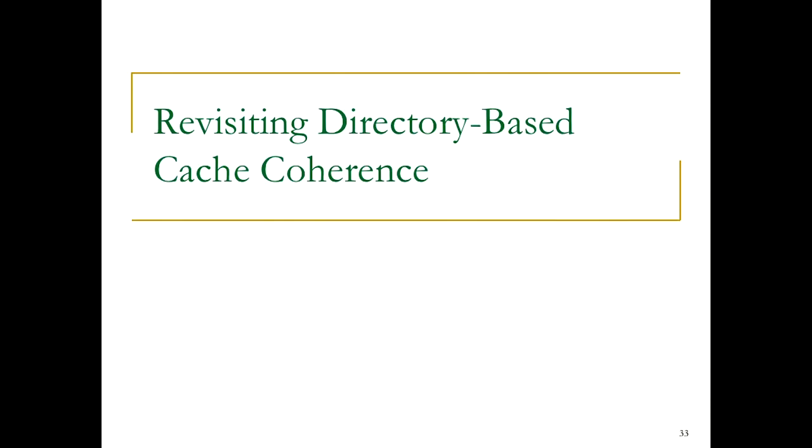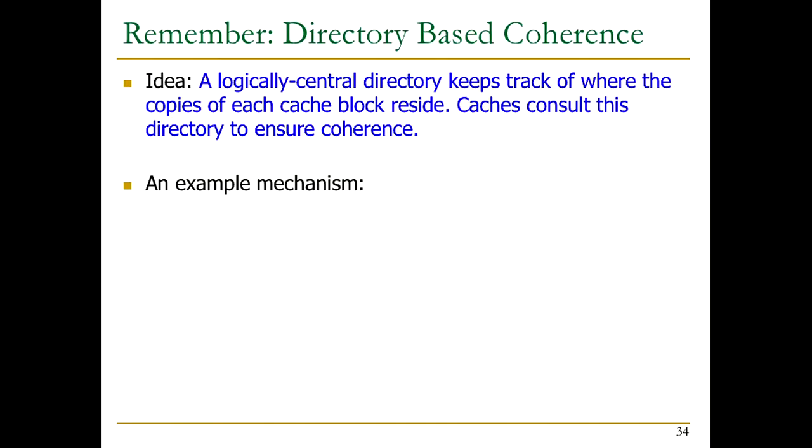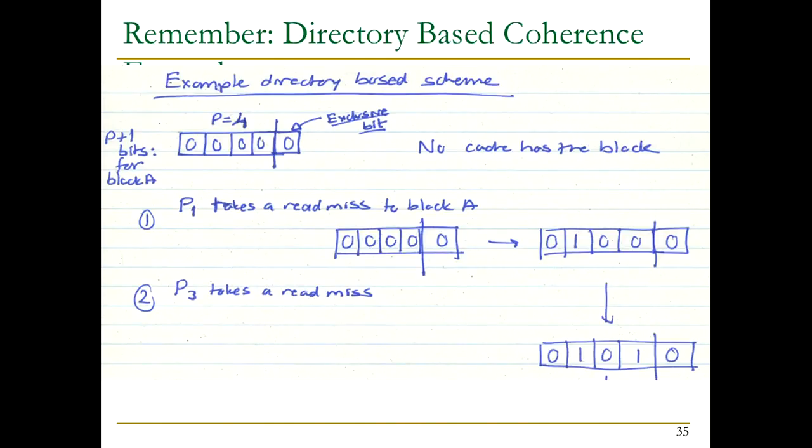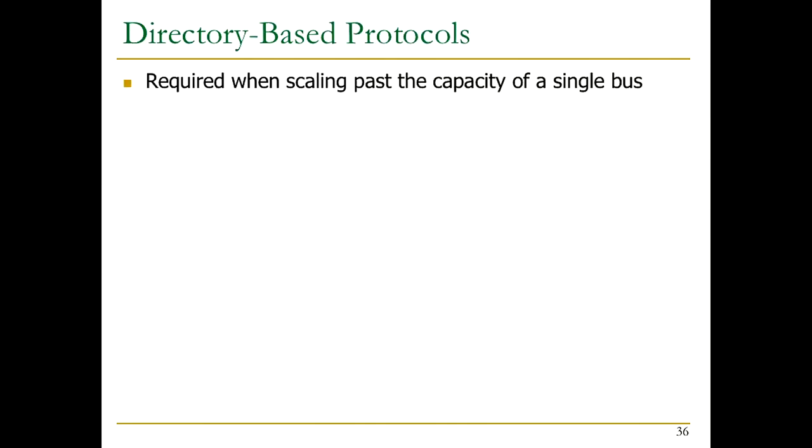Okay, so let's revisit the directory-based cache coherence a little bit more. Let's talk about some of the optimizations. I'm not going to go through this because it's essentially what we've covered in the directory-based cache coherence. Remember, we had this p+1 bits in the directory for each cache block. For each possible cache block. This is not for each cache block that's in the cache, right? This is really for each possible cache block in memory, in physical memory. And remember, we went through this diagram before. But basically, these are really required if you want to scale past the capacity of a single bus. It's not easy to keep the Snoopy cache coherence. There have been attempts to keep the Snoopy cache coherence without a single bus, but it's still a research topic, actually.